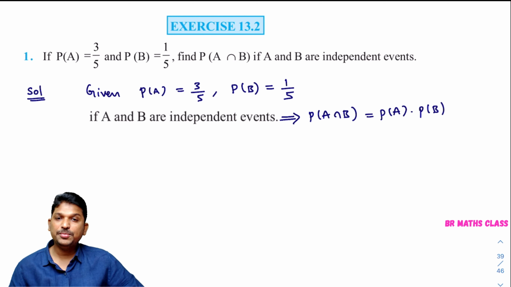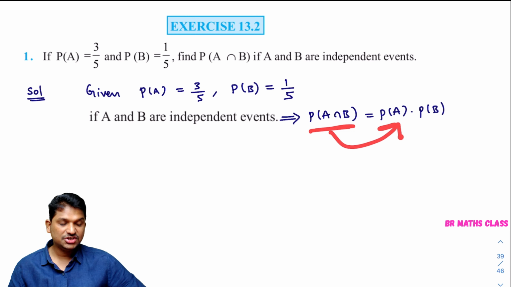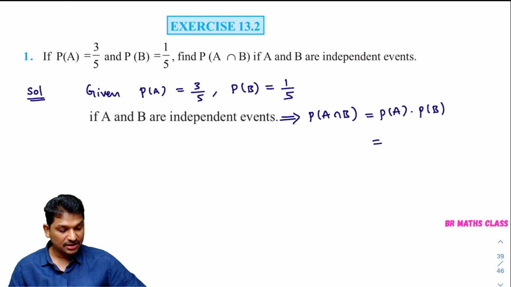We learned this in the theory part. When the events A and B are independent events, the probability of A intersection B can be written as the probability of A times the probability of B, right? So here, the probability of A is given as 3 by 5, and the probability of B is given as 1 by 5. So 3 by 5 times 1 by 5 is 3 divided by 25.